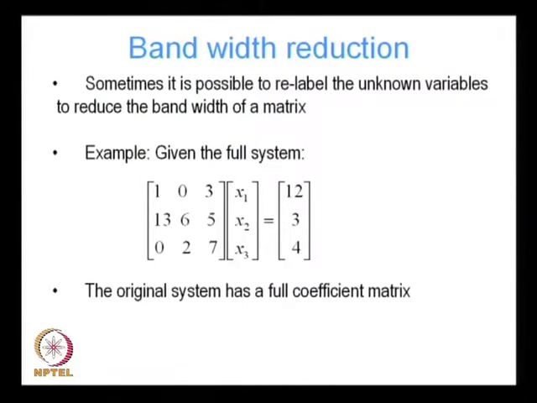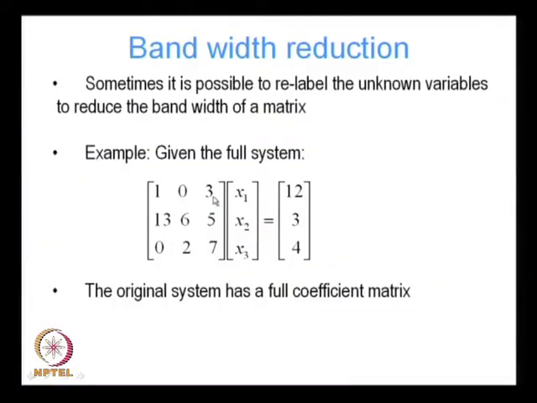Sometimes it is possible to relabel the unknown variables in a matrix to reduce the bandwidth of a matrix. Consider this 3 by 3 system. It is clear that this matrix has full bandwidth, that is, its bandwidth is 3. For instance, in the first row the third column is non-zero. So, it is full, and the bandwidth of this matrix is 3. So, it has a full coefficient matrix.